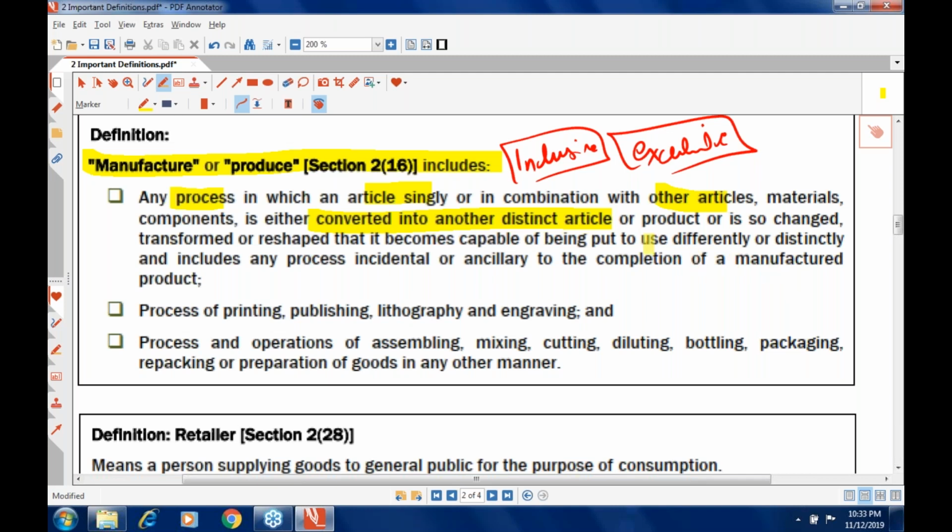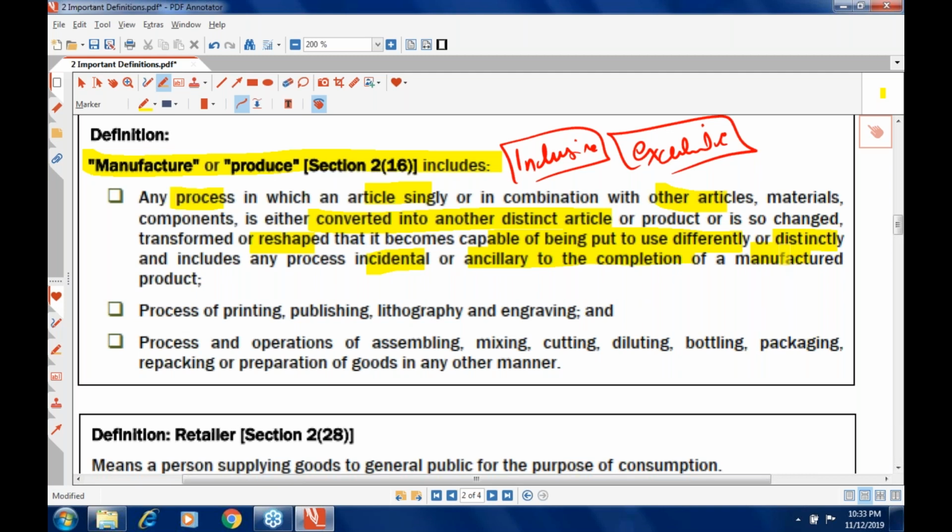so that's converting into another article. Furthermore, it says the product is so changed, transformed or reshaped that it becomes capable of being put to a use differently or distinctly, and includes any process incidental or ancillary to the completion of a manufactured product.